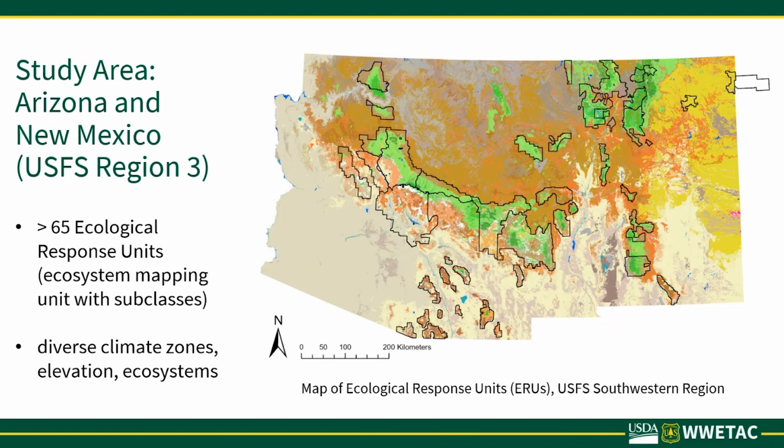On the other hand, we're taking on a bit of a challenge by trying to model Arizona and New Mexico. This is a map of ecological response units, or ERUs. That is the ecosystem mapping method of the Southwest the people in the Forest Service are using. Examples would be ponderosa pine forest, mixed conifer dry forest, semi-desert grassland. Those would be ERUs. There are more than 65 different ERUs represented in this map. So a lot of diversity compared to areas that were modeled previously. But it's also a diverse region in terms of physical characteristics like elevation and climate zone.